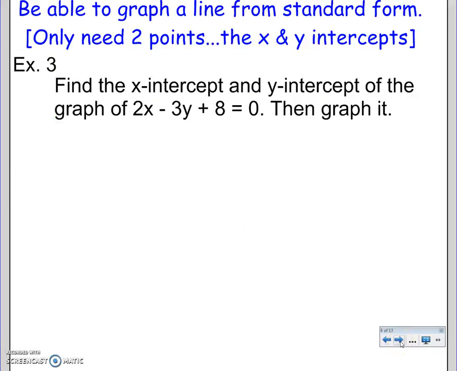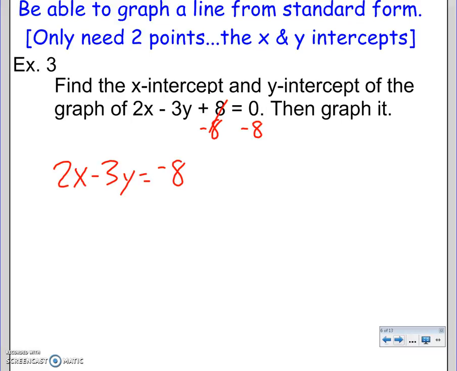Alright, last, we use standard form to find the intercepts. So, first I check this equation out. It is not standard form. X and y to the left, numbers to the right, so I'm going to move this. So my equation is now 2x minus 3y equals -8. This is standard form. A is positive, x and y to the left, C by itself on the right, no fractions or decimals, and no GCF.